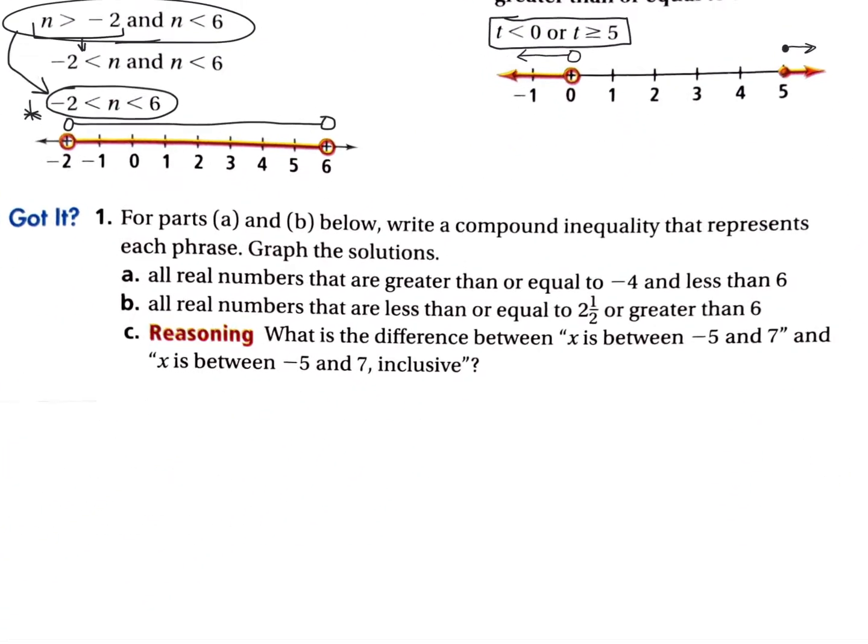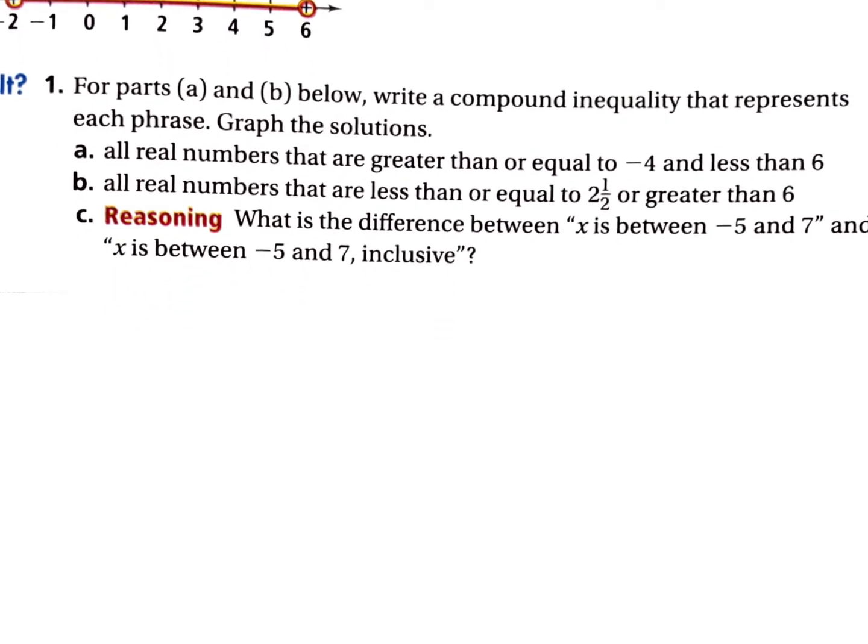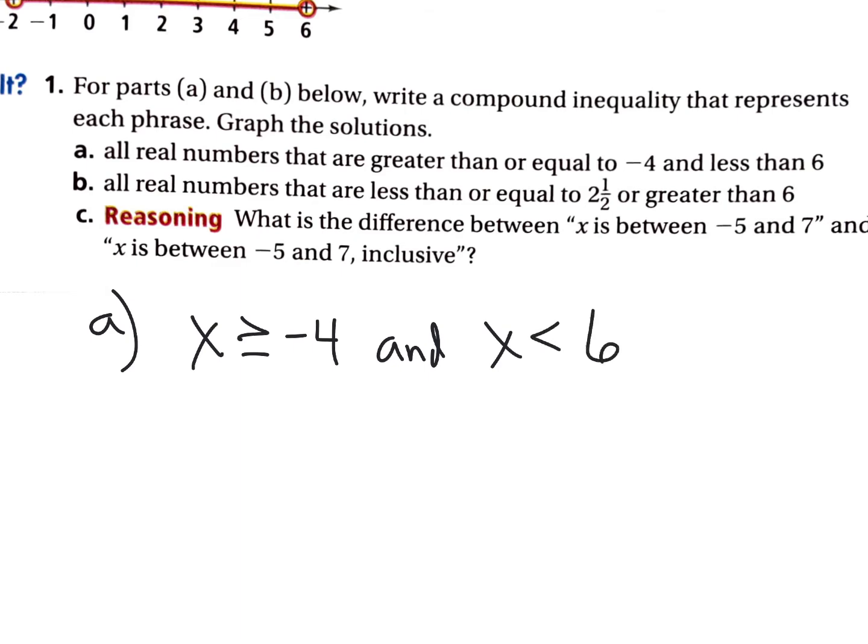If you look at the next one, it's kind of the same idea. So number 1, part A, they want all real numbers that are greater than or equal to -4 and less than 6. So we could say x is greater than or equal to -4 and x is less than 6. So if it's greater than one thing and less than another, it's going to be in between those. Or you could do like the book did and rewrite that if you want, but ultimately it's going to end up -4 is less than or equal to x, which is less than 6.